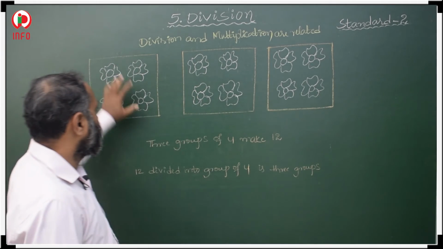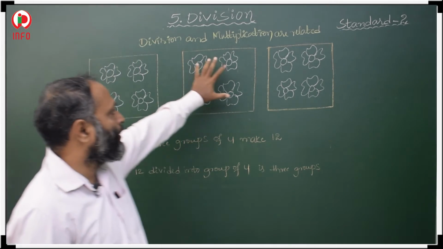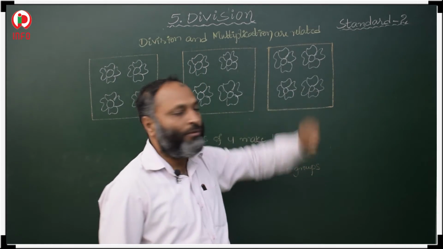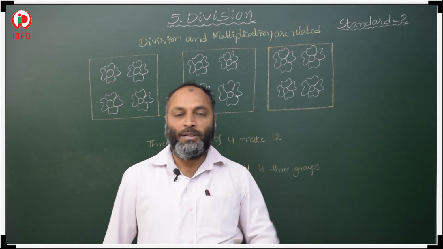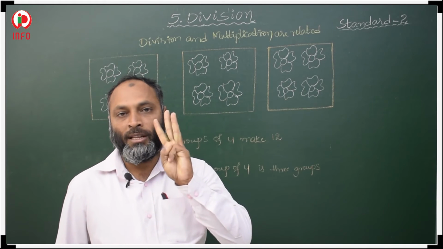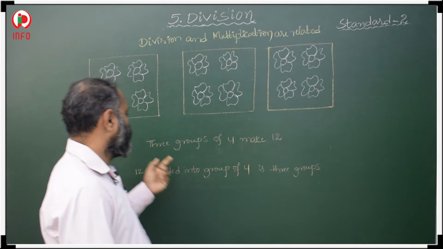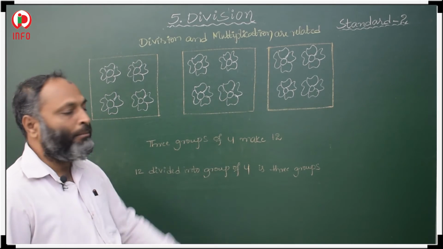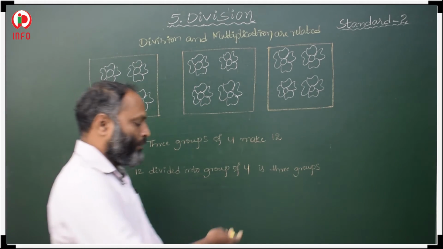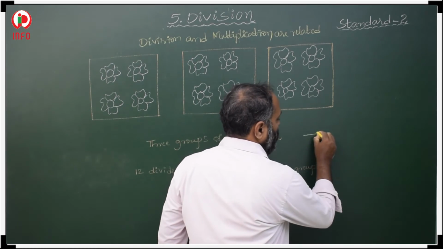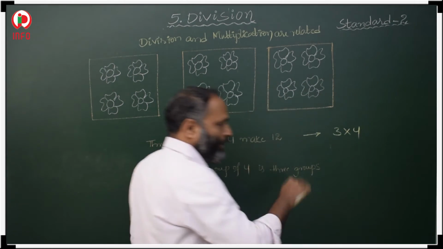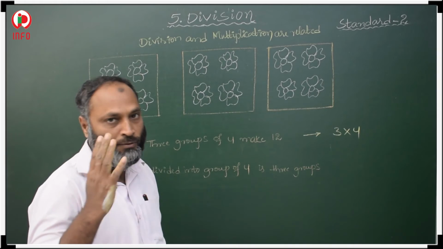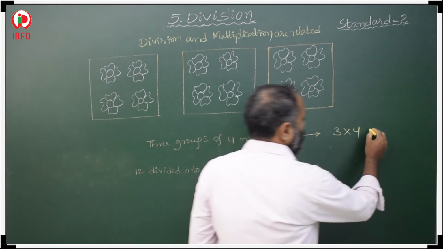In the first group 4 flowers are there, in the second group 4 flowers, in the third group 4 flowers. In each group 4 flowers are there. How many groups are there? 3 groups. It means 3 groups of 4 makes 12. 3 groups of 4, with 4 flowers in each, makes 12.